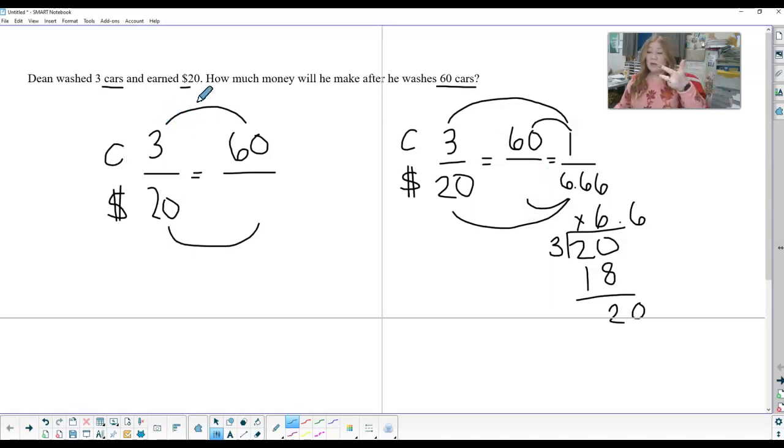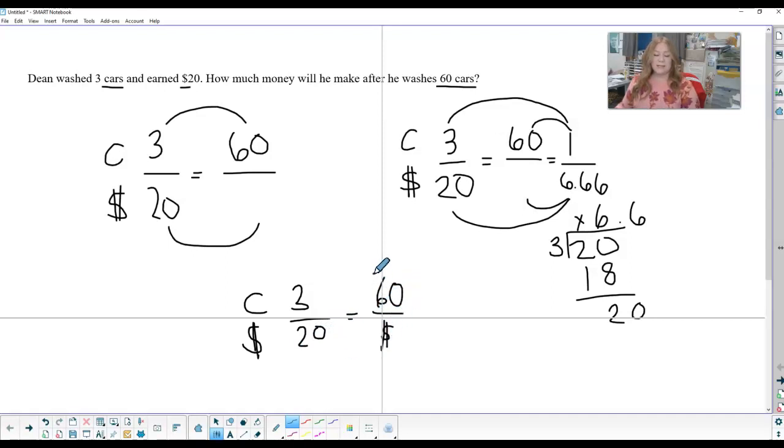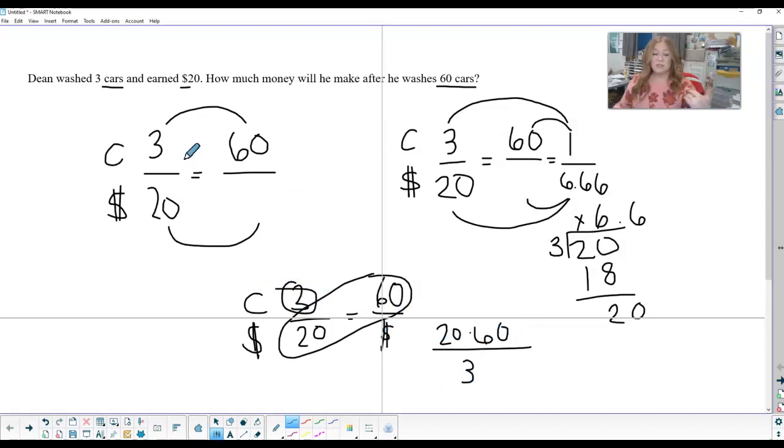So this one, 3 can go into 60 nicely. And I can just do the same thing here. Or I can find the 1 and apply it. Or one other way you could do it. So I set it up, 3 cars is $20. How much is 60? How much money will it be? And I want the money all by itself. I can do 20, so I'm moving this over here. Opposite of divide is times, so 20 times 60. And then I divide it by 3 will also give me that answer. So you can choose one of those ways to do that problem.